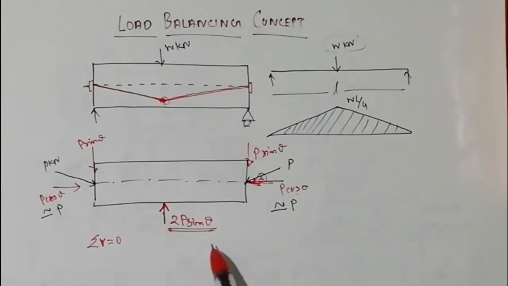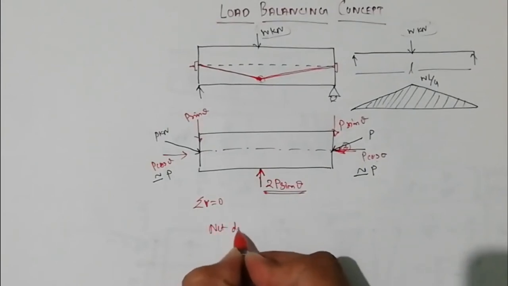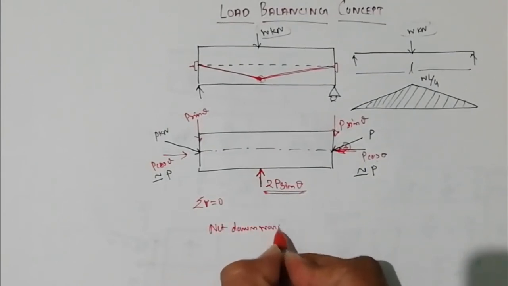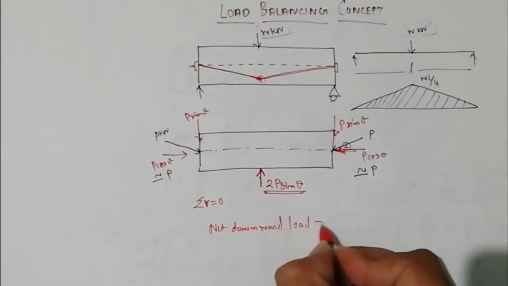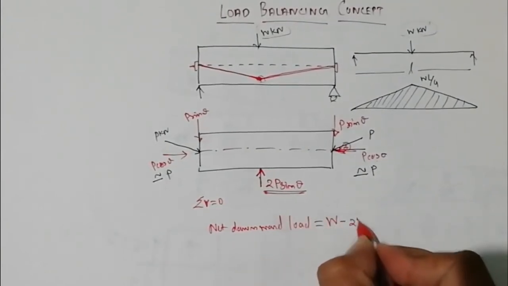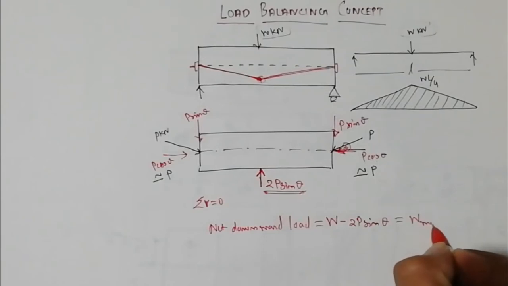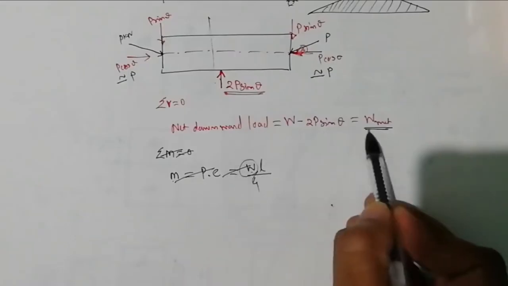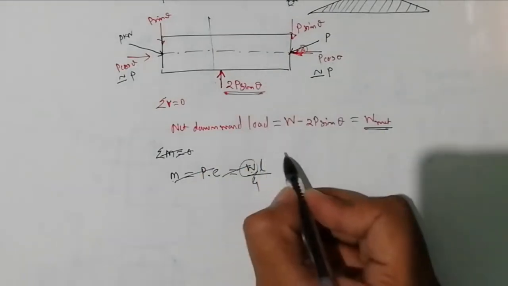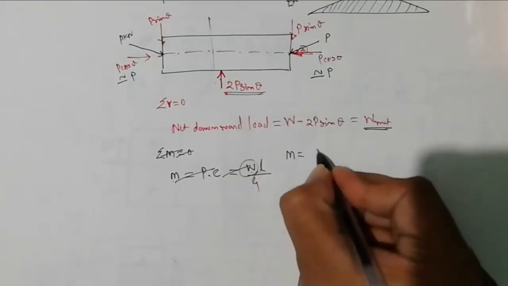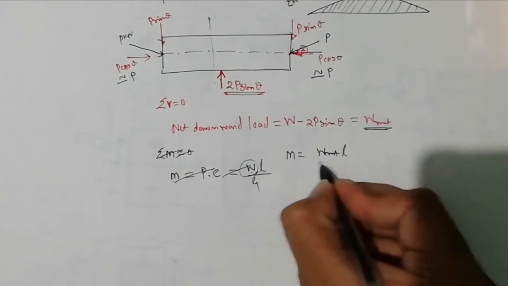Once you put the theta over here and we get the value of this reaction, this reaction is going to counterbalance the external load W. So the net downward load will be capital W minus 2P sine theta, which will be noted by W net. Since this will be the W net, the moment at mid span will be capital M equals W net into L by 4.